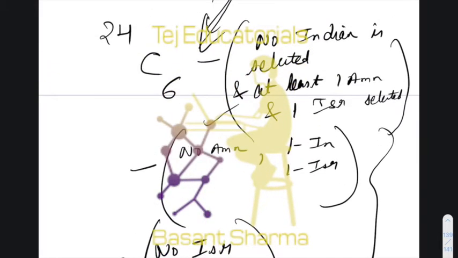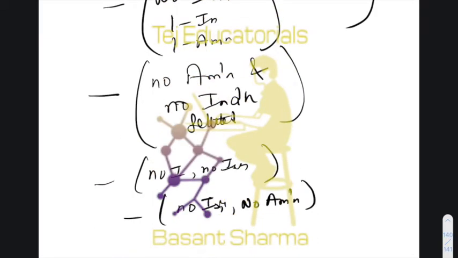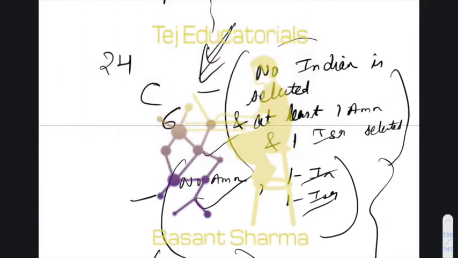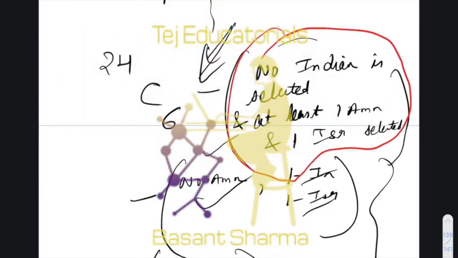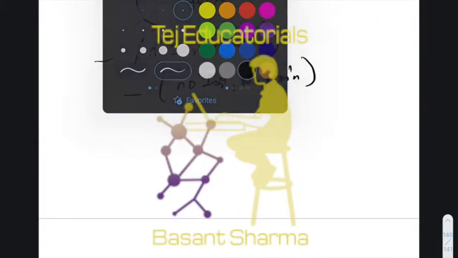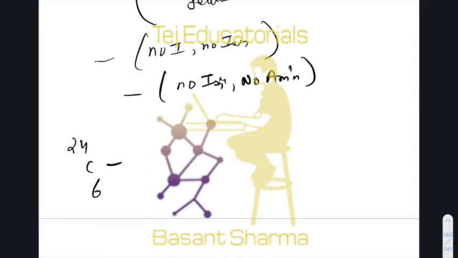unfavorable cases. Okay, no Indian is selected, at least one American and one Israeli selected, minus no American selected, one Israeli, one Indian selected, and so on. So now let's see what this quantity is. No Indian is selected, and at least one Israeli and one American are selected. Okay, so you have finally 24C6 minus. Okay, now if no Indian is selected, then that means you have 14 people left.